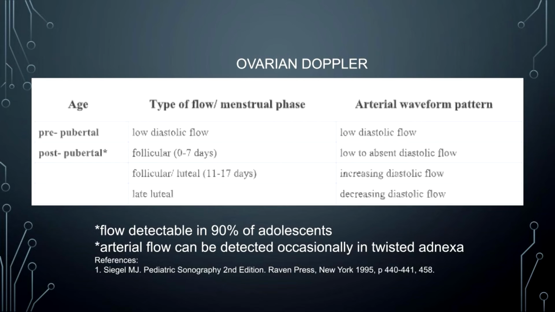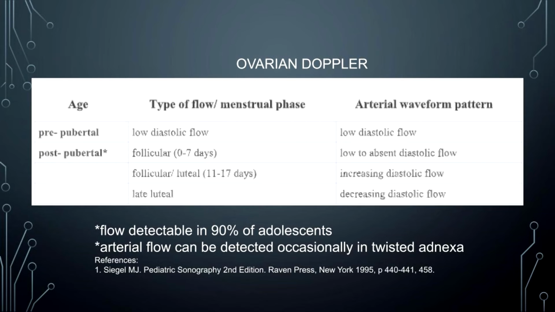All right, so with ovarian Doppler, prepubertal, you're going to have low diastolic flow. It's much like very young pediatric patients for testicular ultrasound. They're going to have very little blood flow, and it's not going to be very high resistance because their gonads are not really that active yet. Once you get to the post-pubertal phase, depending on what phase of your menstrual cycle you are in, you're going to have different types of flow. In the follicular phase, the early days of the cycle, you're going to have low or absent diastolic flow. There's usually some diastolic flow. In the luteal phase, which is very active, you're going to have increased diastolic flow. And then later on after that, you're going to have slightly decreasing diastolic flow.